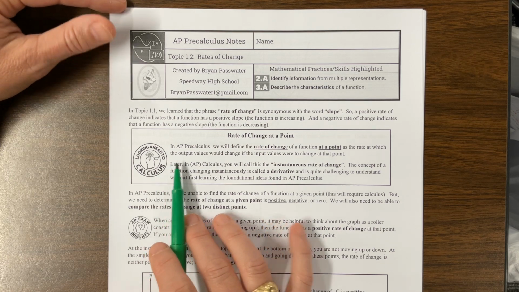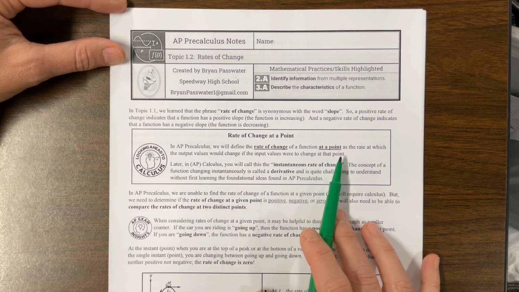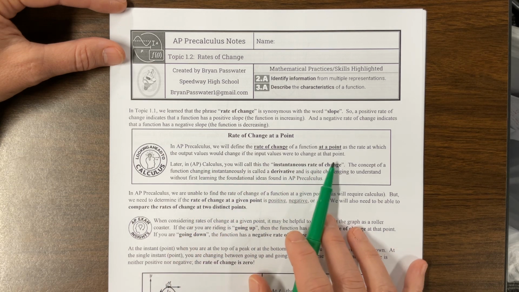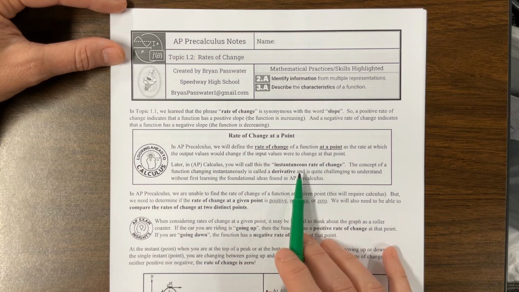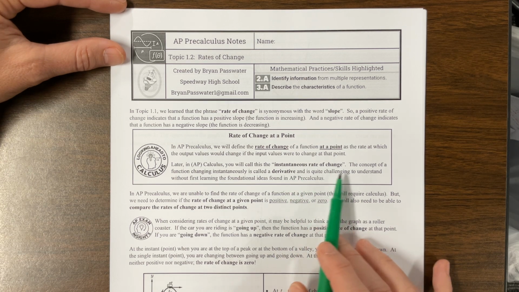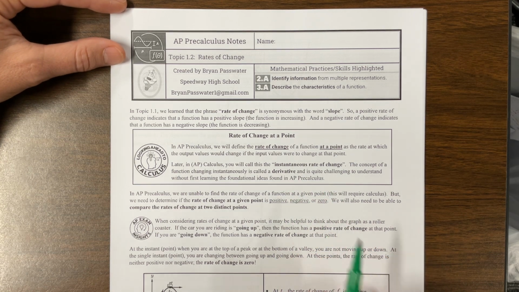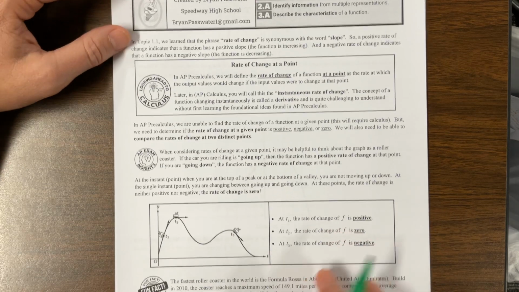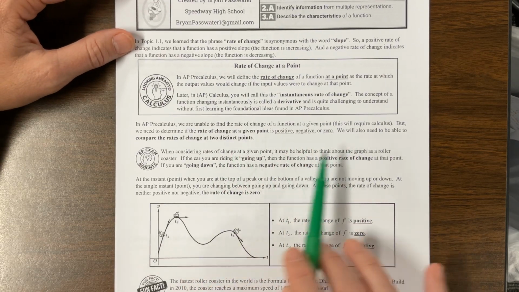He has here, in AP PreCal, we will define the rate of change of a function at a point as the rate at which the output values would change if the input values were to change at that point. Later, in AP Calc, we're going to call that the instantaneous rate of change, but we are not ready for that yet.